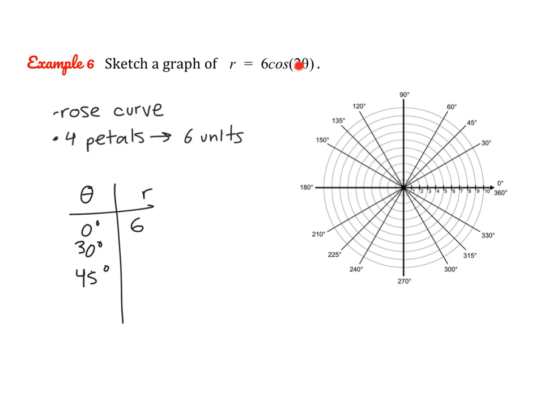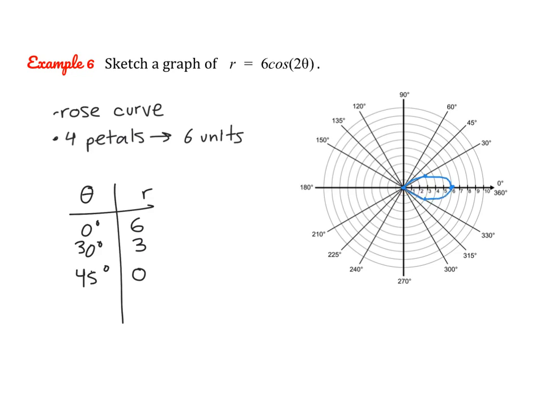So the cosine of 2 times 30 is the cosine of 60, which is 1/2. So 1/2 times 6 is 3. And the cosine of 2 times 45 is the cosine of 90, which is 0. So here we have 3 coordinates we can plot. So 0 degrees 6, 30 degrees 3, and 45 degrees 0. Since this is a cosine graph, I know that I can reflect over my polar axis, so I actually also have a coordinate here. So you can see this is one of our petals.